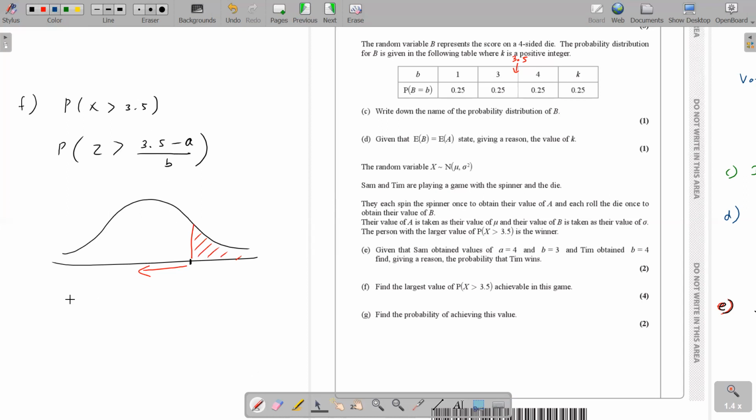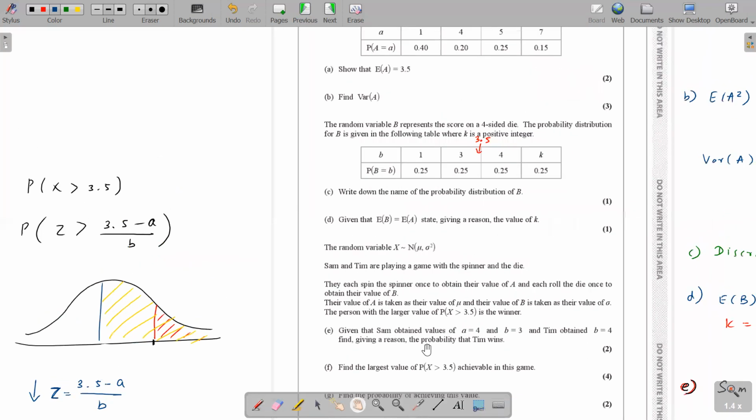So I want the smallest possible answer for 3.5 minus a over b. The smaller the z value 3.5 minus a over b, the larger this area is going to be, because if you take it behind, then you can color a bigger area. So this yellow area is higher than the red area. So I want you to now tell me, A and B values are taken from the spinner's outcome and the dice outcome.